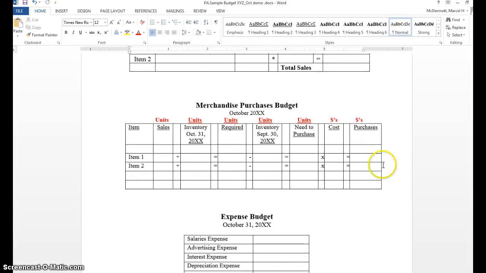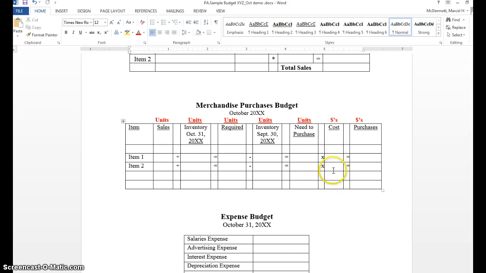The next budget is a little tricky, and that's why I put some additional text in here. These are basically units for your sales, units for your ending inventory October 31st, and then if you add those two together, you get your units required, minus your beginning inventory units, equals the units you need to purchase. Once you have the units that you need to purchase for this level of sales and this level of ending inventory, less what you already have, that's going to tell you how much you're going to need to purchase. Okay, so again, just note that this is units, units, units, units, units.